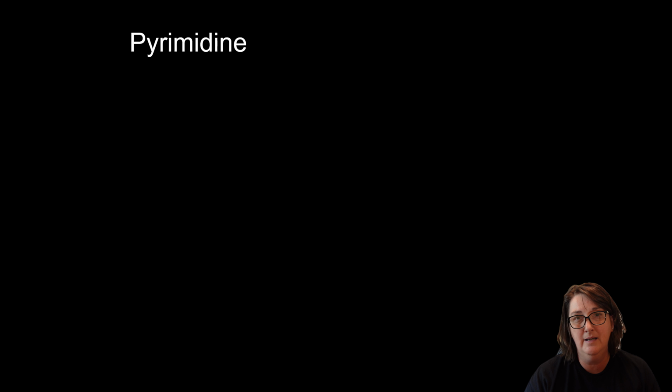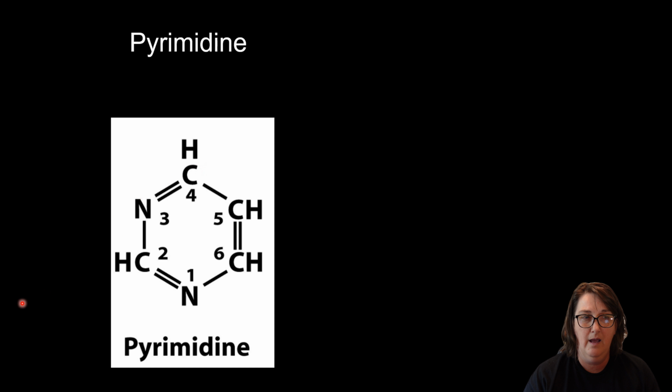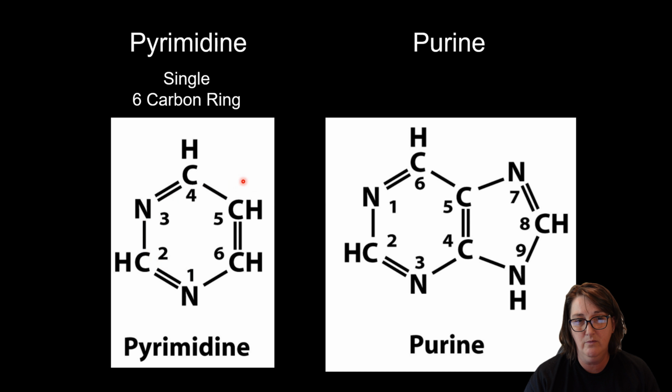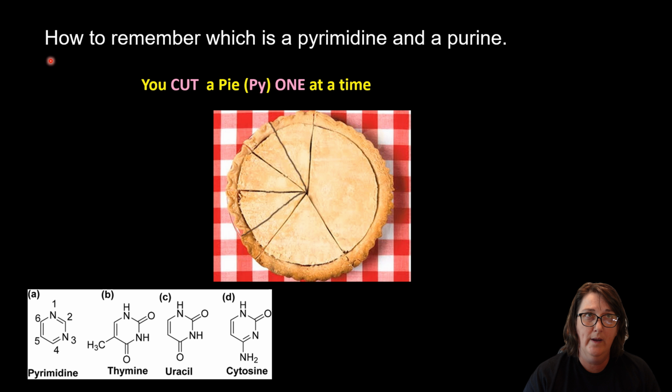So what makes a pyrimidine and a purine? A pyrimidine is going to be 1 ring, and a purine is going to be 2 rings. The way I remember, and this is how I tell my students to remember which is a pyrimidine and which is a purine, is you cut a pie, py, one at a time. I don't cut multiple pies in one go. I don't do a little cut and then cut a different pie. I cut one pie, I do it one at a time. So a pyrimidine is actually 1 ring.